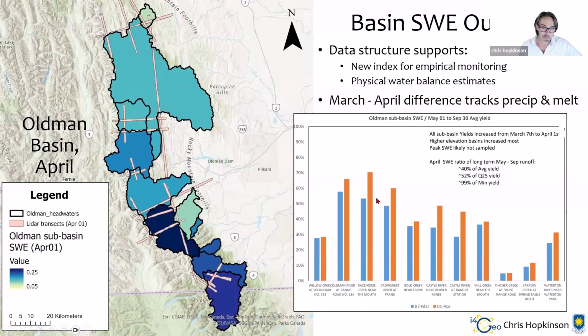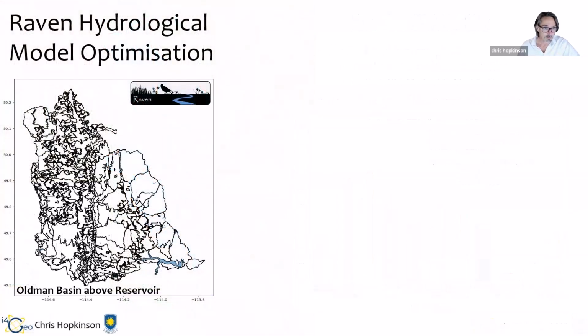And then finally, what we can do now is, because we have a spatially explicit estimate of a drainage basin SWE, now we can implement these in hydrological models. So my colleagues at the University of Waterloo, Hannah Burdett and James Craig, took our SWE data for the Oldman and applied it to an existing model setup of the Raven that they already had.